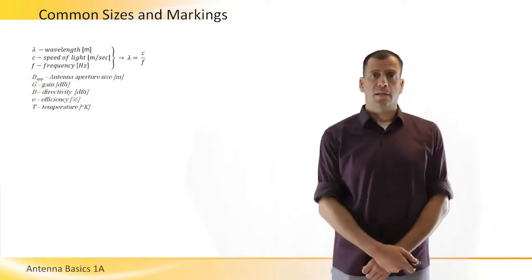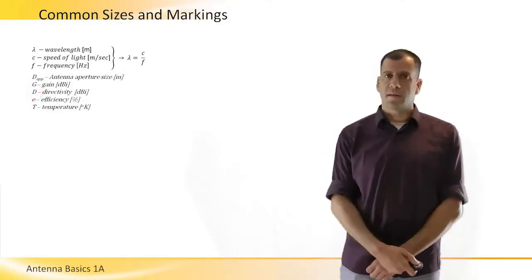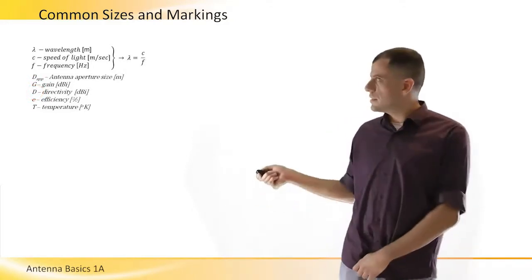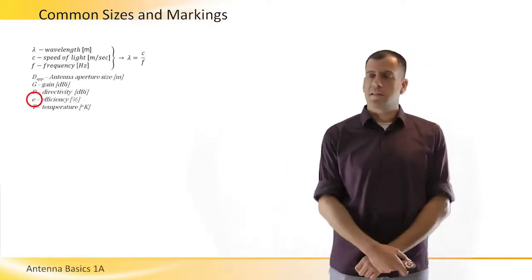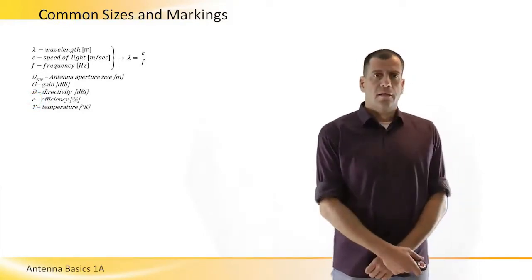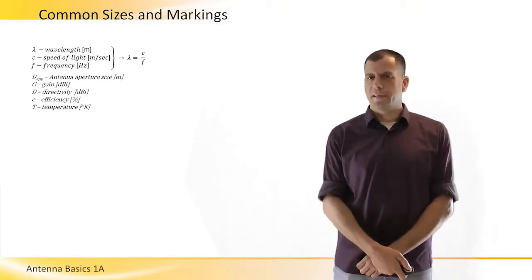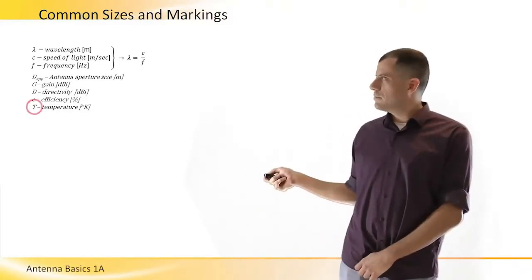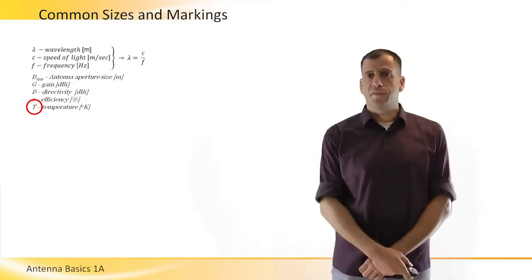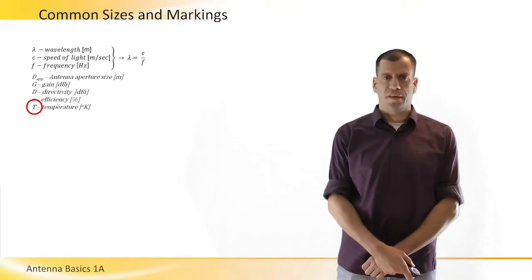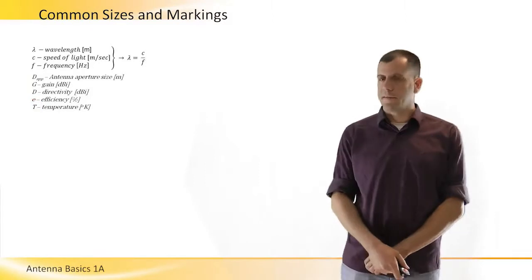The next one is the directivity. The directivity and the gain are connected to each other by the efficiency here. We will show this later. The efficiency units are percents. Then the temperature, and we will explain how temperature is connected to antennas. The temperature is marked by the capital letter T. It is measured in degrees Kelvin rather than degrees Celsius or Fahrenheit, as will be explained later.